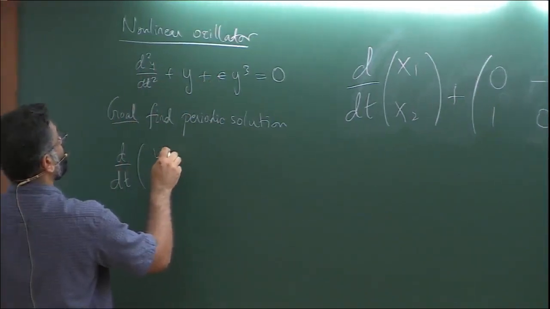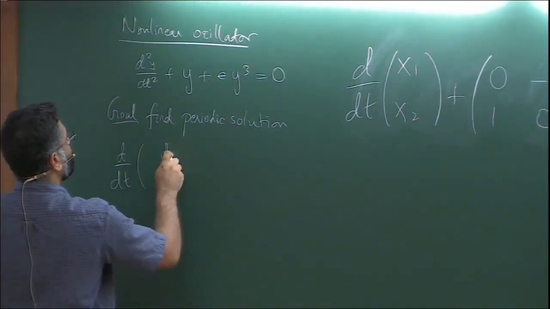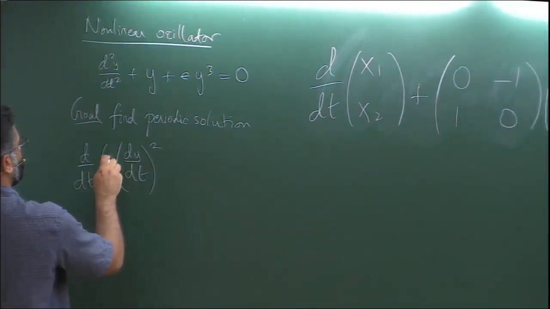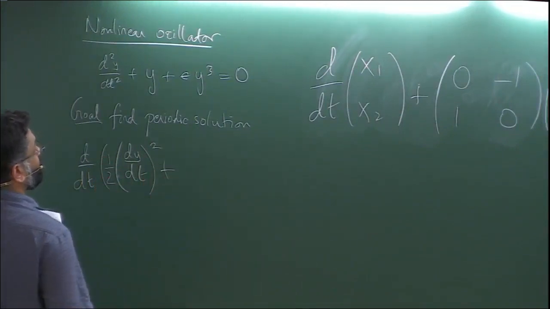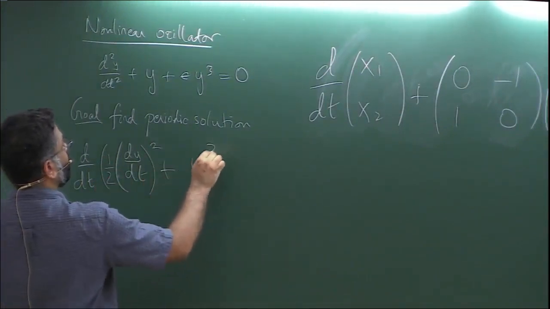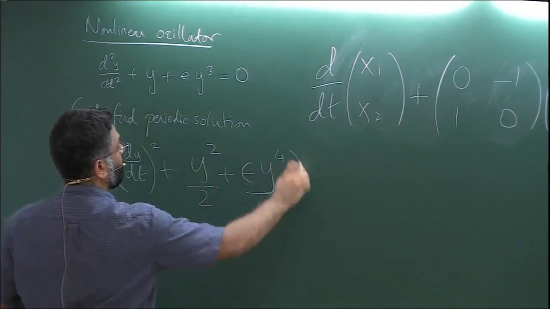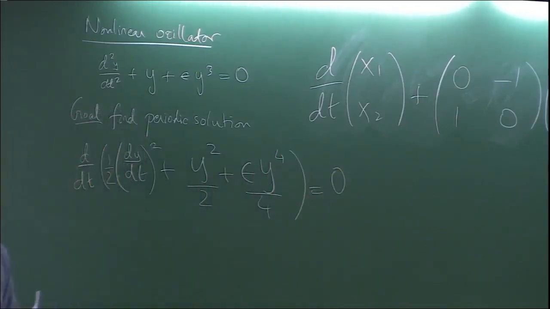d/dt of, let's say, (dy/dt) squared times 1 by 2 plus y squared by 2 plus epsilon y to the 4 by 4 is 0. So there's this conservation law that you have, which reduces your problem to a first-order ODE, which you can then integrate explicitly in terms of elliptic integrals.